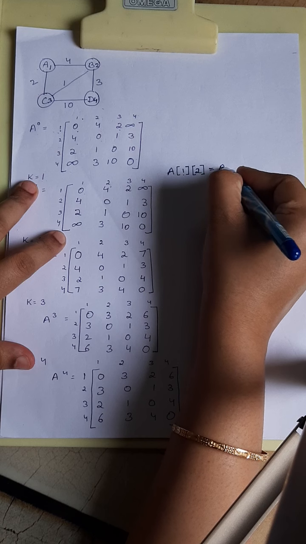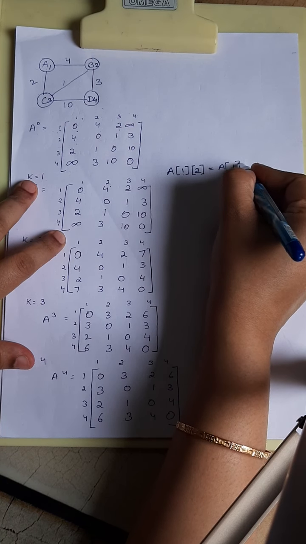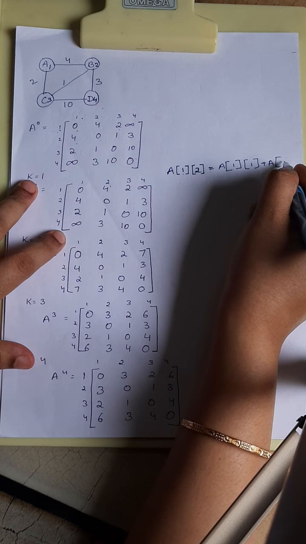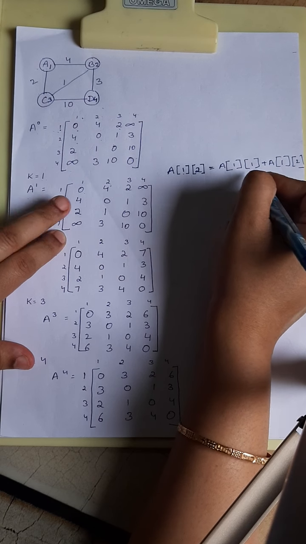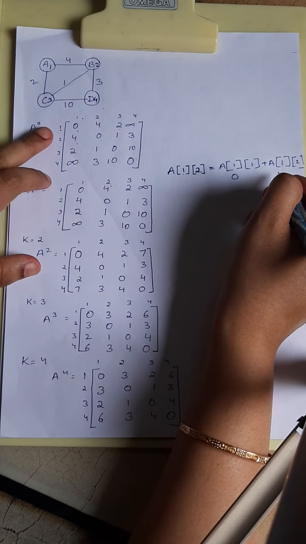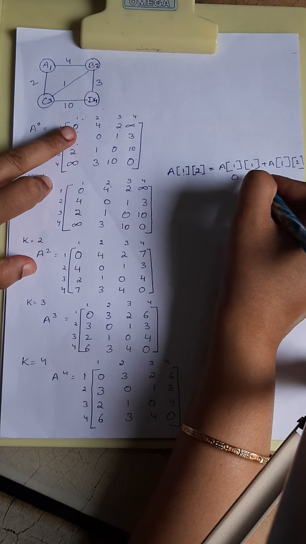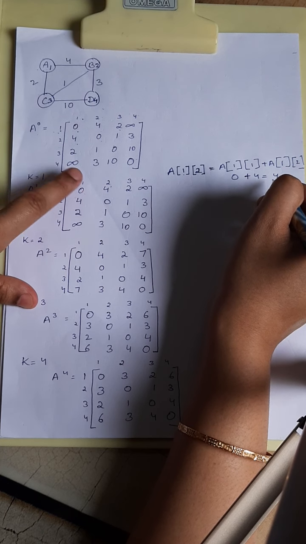So we have to check with A of ik plus A of kj. k is 1, j is 2. So A of 1, 1 is 0, see from the previous matrix. A of 1, 2 is 4. So 0 plus 4, it is coming as 4. So that will remain same.